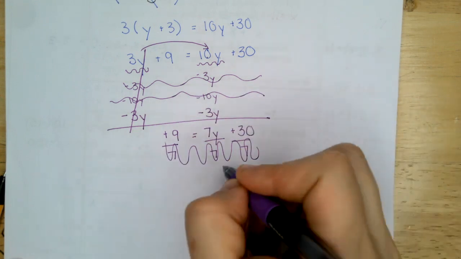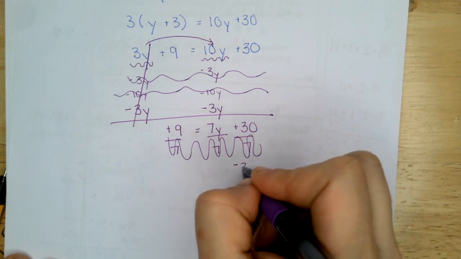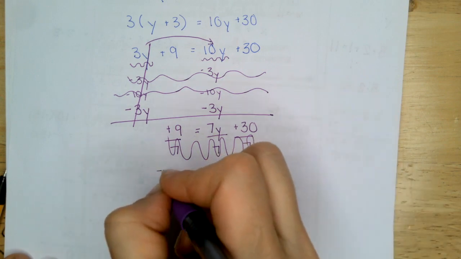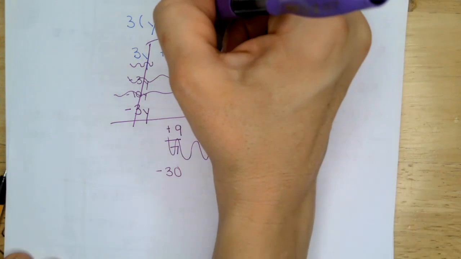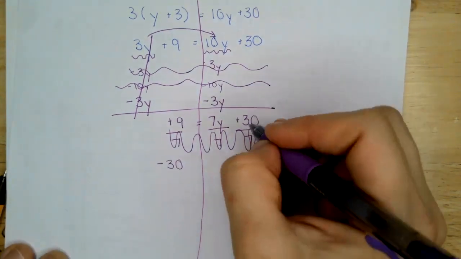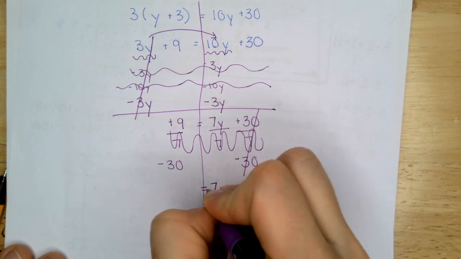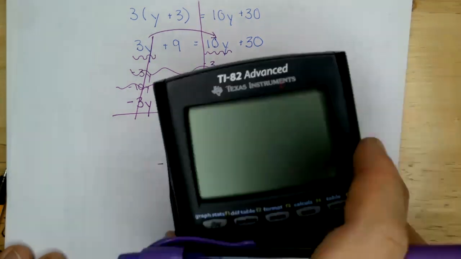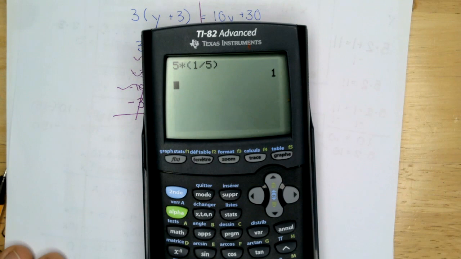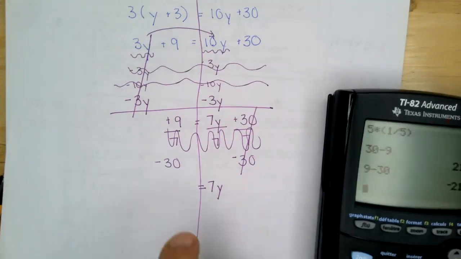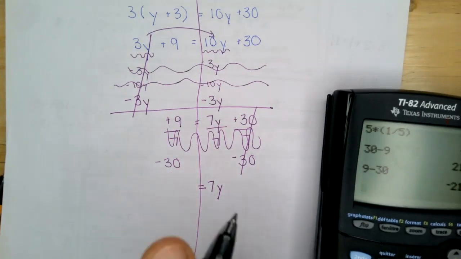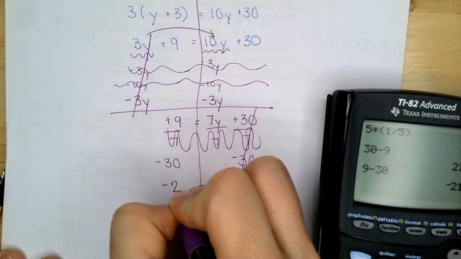So it's being added to y. We're going to subtract it from y. Anything we do to this side of the equal sign, we have to do to the other side. 30 minus 30 leaves us with 7y. 9 minus 30, don't hesitate to use your calculator. 30 minus 9 or 9 minus 30, either way, we get 21. The 30 is negative, the bigger number is negative, so it's going to be a negative 21.